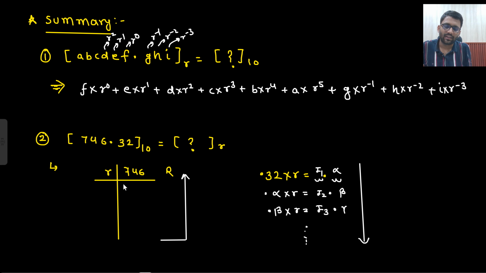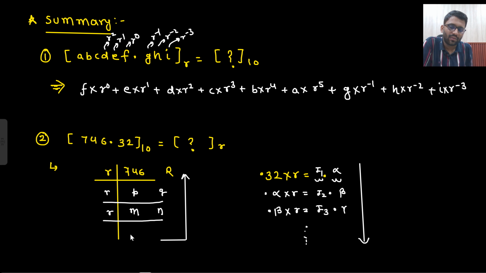Okay, and let's just say if you divide by r, you get some p here, and your remainder is q. You again divide by r, you get some m here, and your remainder is n. You again divide by r, you get some k here, and your remainder is l. And you get to know that your k is less than r now.